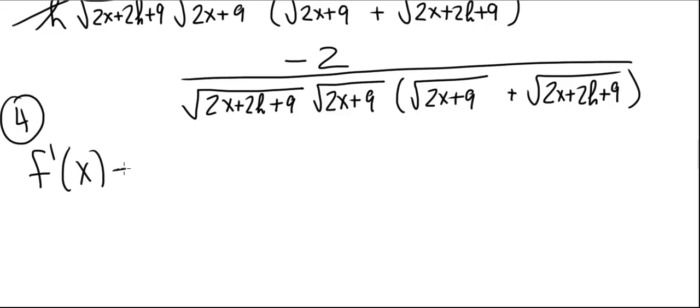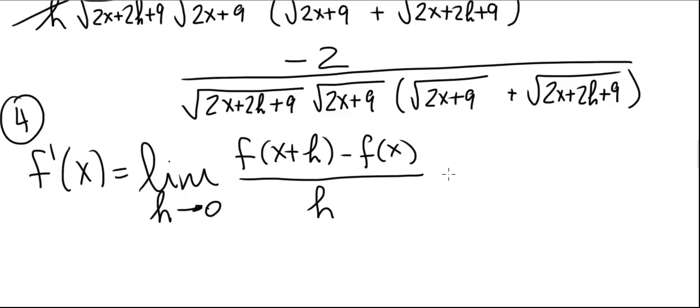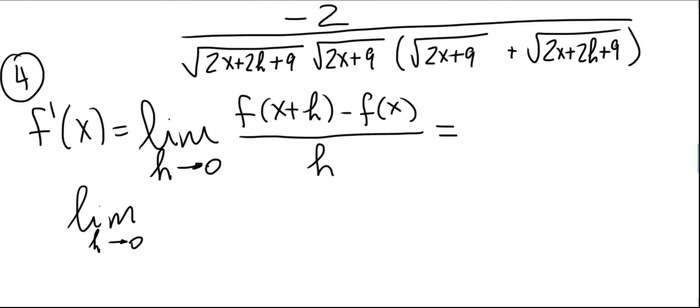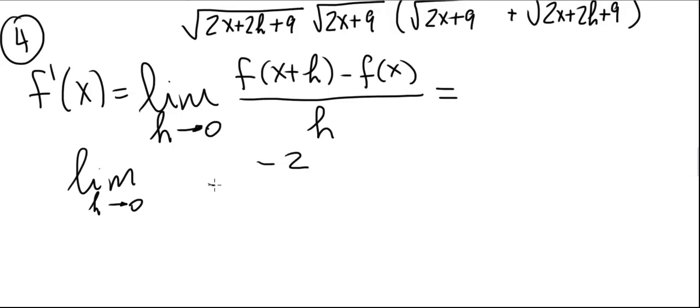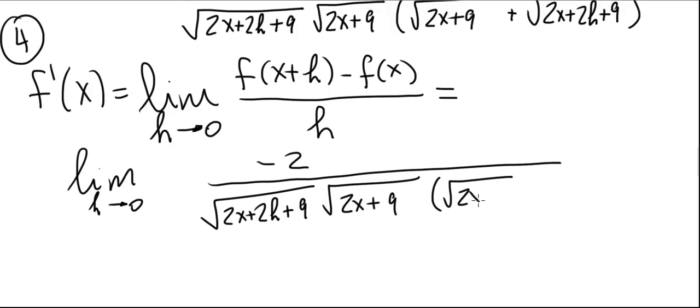F prime of x is equal to the limit as h approaches 0 of f of x plus h minus f of x, divided by h. We have now computed that, and this is equal to the limit as h approaches 0 of minus 2 divided by the square root of 2x plus 2h plus 9 times square root of 2x plus 9 times the quantity square root of, again, 2x plus 9 plus the square root of 2x plus 2h plus 9.